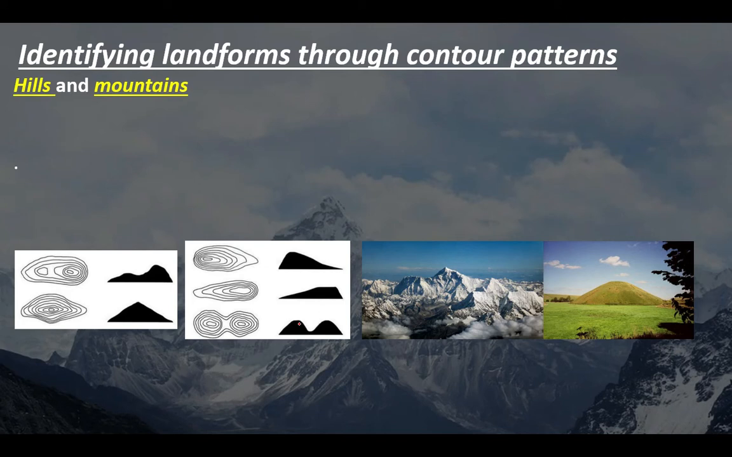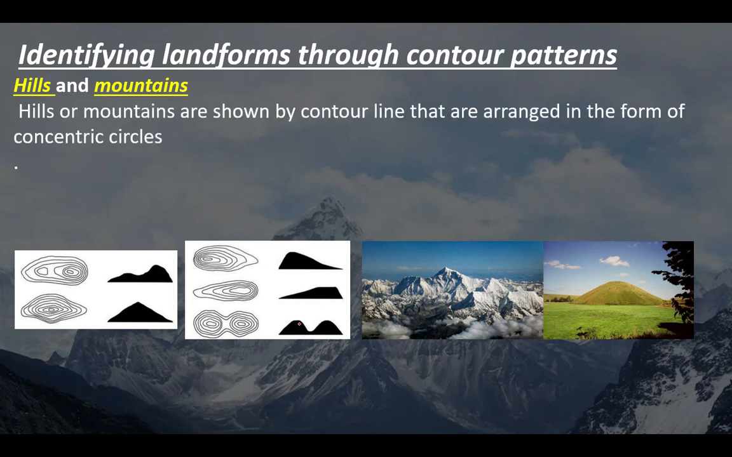Next part, hills and mountains. Hills or mountains are shown by contour lines that are arranged in the form of concentric circles. How can we recognize hills and mountains in the contour lines? Concentric circles. Here this is a concentric circle. These are examples of concentric circles.